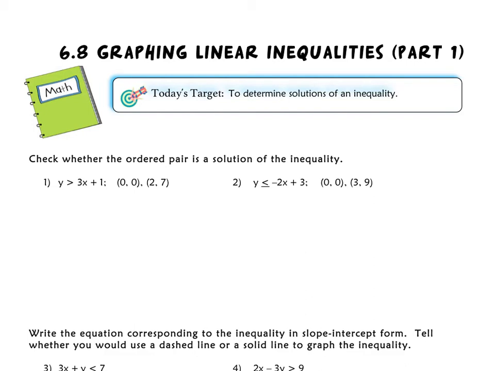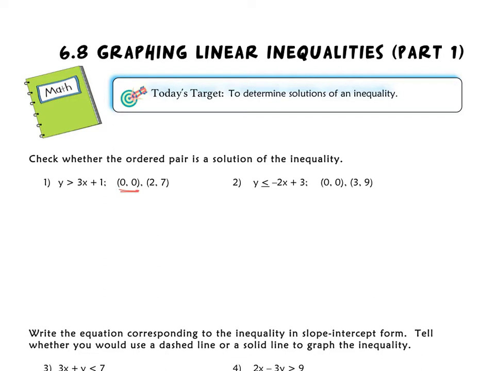Alright, for part one of graphing linear inequalities, the very first thing that we have to do is to determine whether or not a point is a solution. Now we did this earlier when we did solving equations. The only difference now is we're going to do it with inequalities. So remember, after we plug in our x and y values, we have to determine whether the end statement is true. Okay? So we're going to start with the point (0, 0).